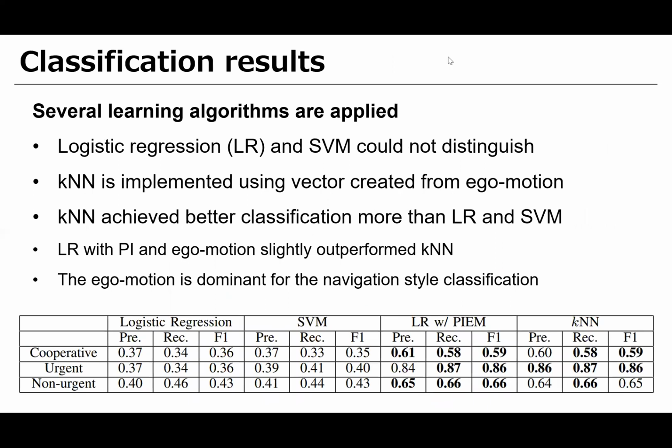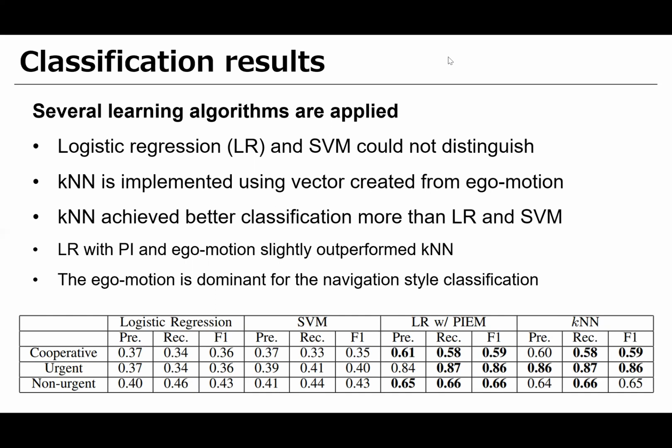This slide shows the navigation style classification results. We applied 4 methods for the classification. Logistic regression and support vector machine take the persistence image and classify the navigation styles. In this experiment, we use the same numbers of data for each navigation style. Hence, the chance rate for the classification is 33%. In other words, logistic regression and support vector machine could not distinguish the navigation styles.